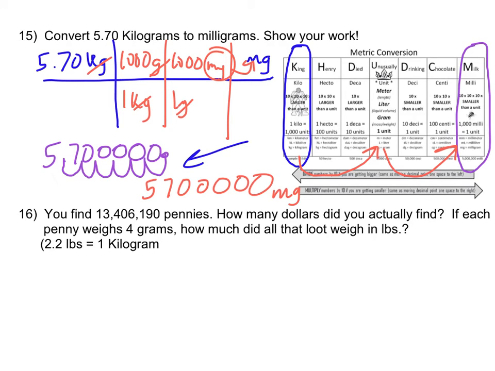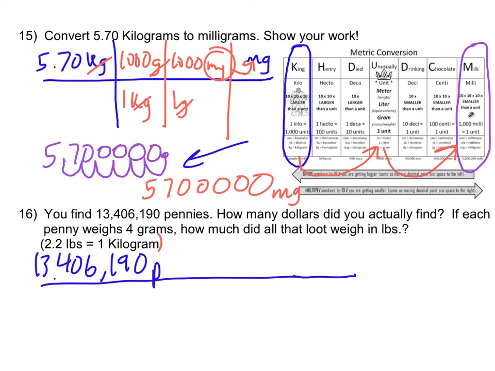All right. Last problem. You find 13,406,190 pennies. How many dollars did you actually find? If each penny weighs 4 grams, how much did all that loot weigh in pounds? And they're even nice enough to give us this. So I'm going to go ahead and write what I know. 13,406,190 pennies.